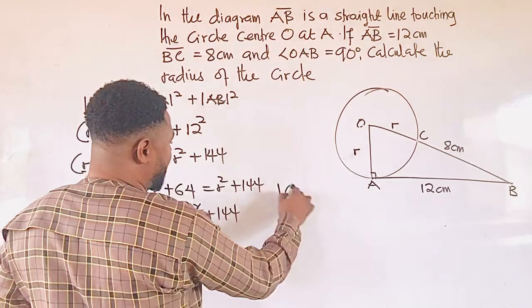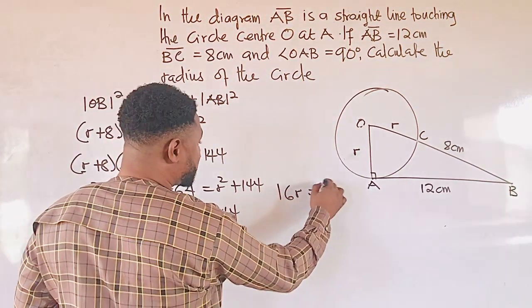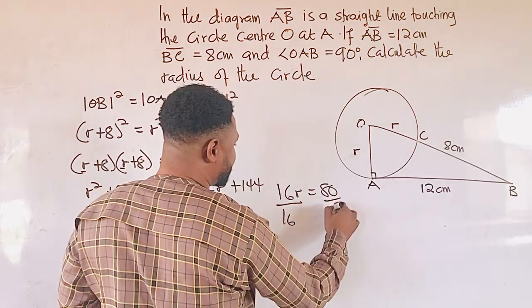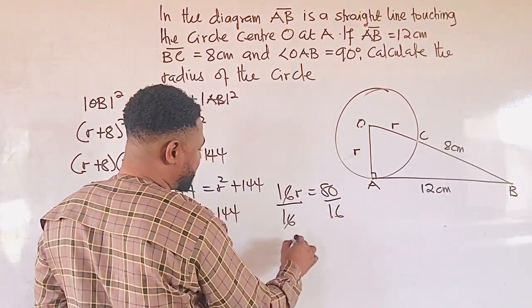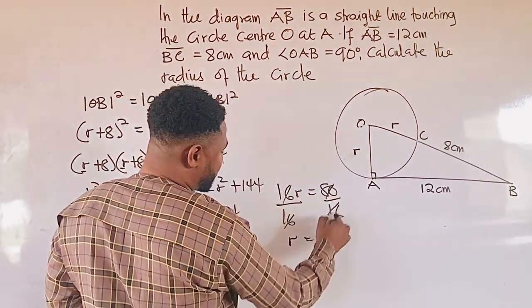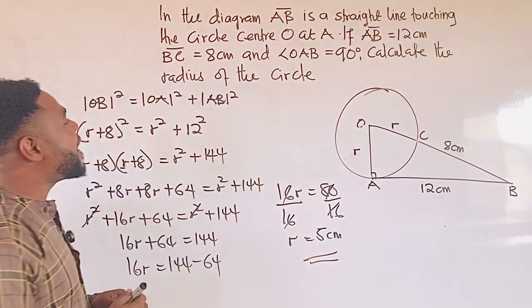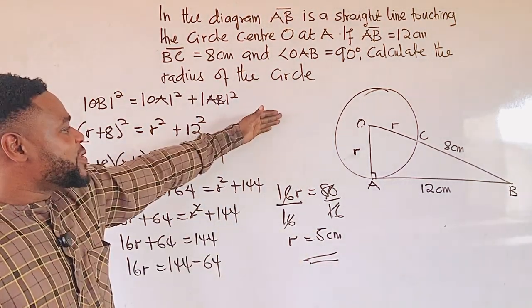Viewers, we have 16R equal to 80. We divide both sides by 16 to get our R. Therefore, our R will be equal to 5 centimeters. And this is how we can get our radius in this question.